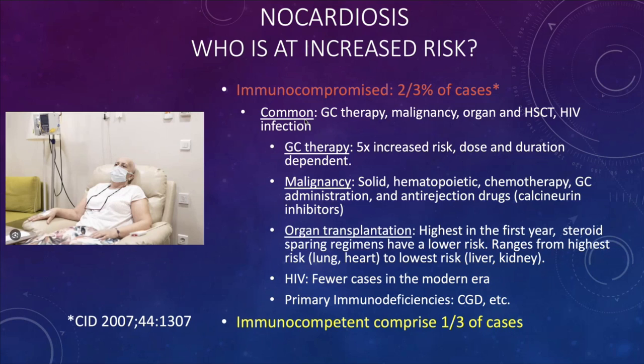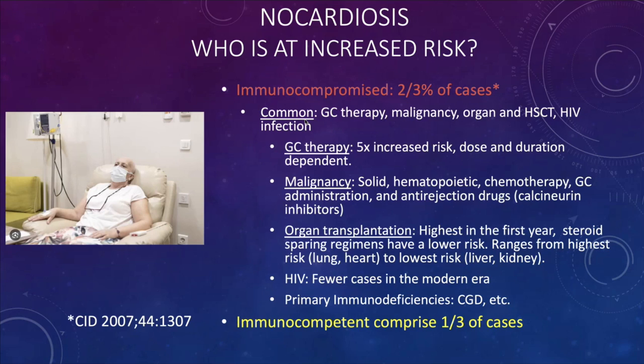So think about lung transplant patients in particular being at highest risk for nocardiosis. We don't see as much in HIV because of the advent of very effective antiretroviral therapy. Also, many HIV patients are on Bactrim, right? And Bactrim is highly effective against nocardia. Primary immunodeficiencies, chronic granulomatous disease, for example, also at risk for nocardia.